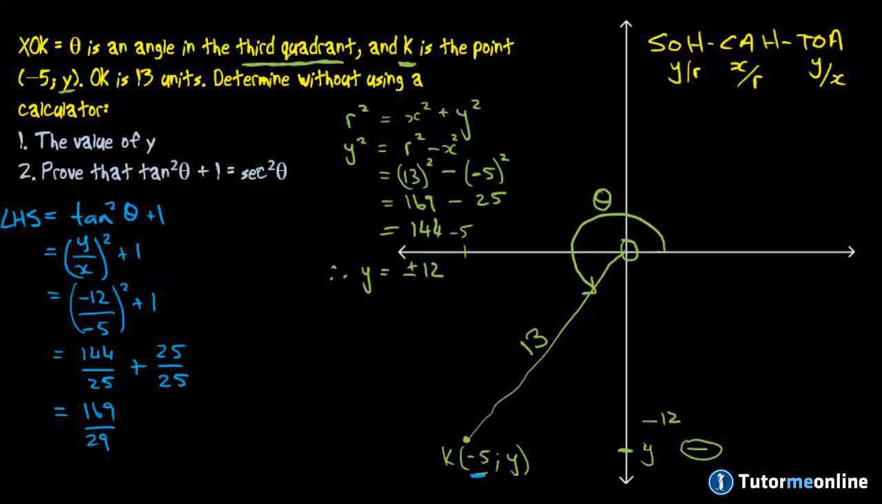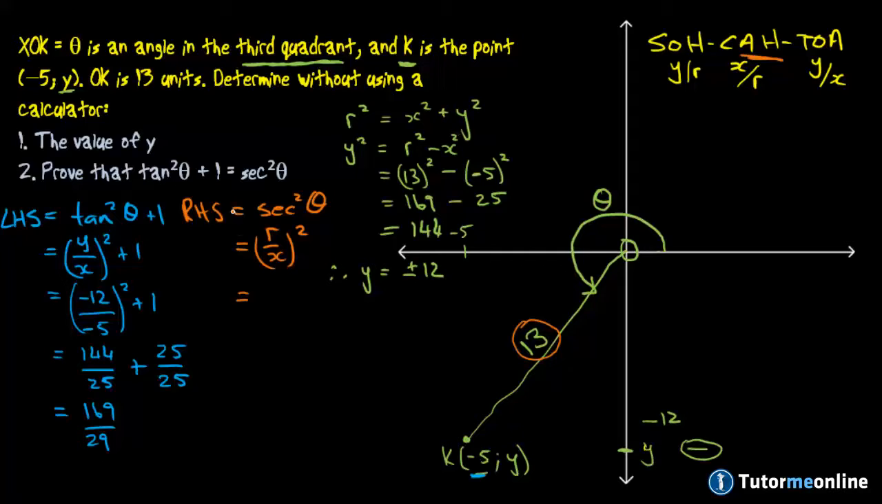Then we need to solve the right-hand side of the equation. On the right-hand side, we have secant squared of theta. Secant, we know, is the reciprocal of cosine. Cosine is the adjacent over the hypotenuse, which is x over r. So secant would be the reciprocal of that, which would be r over x. So (r over x) squared.